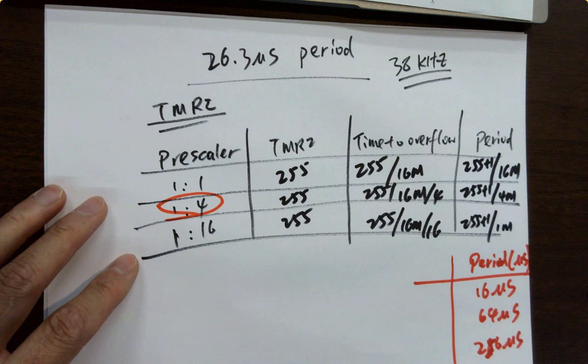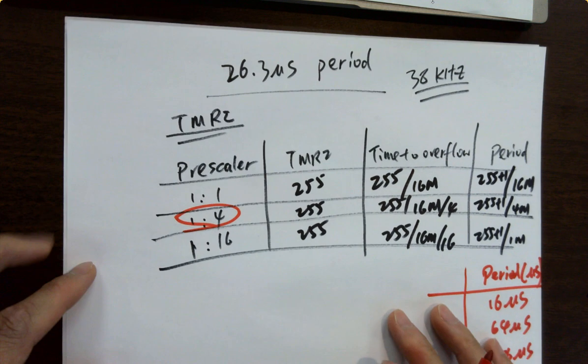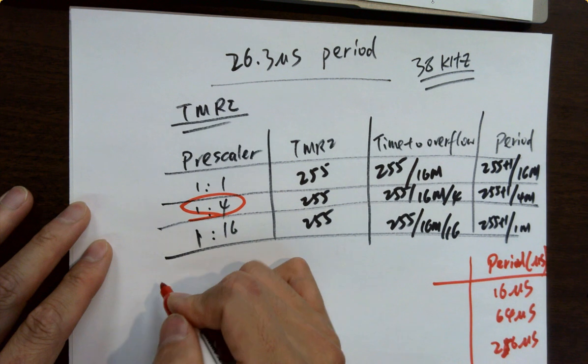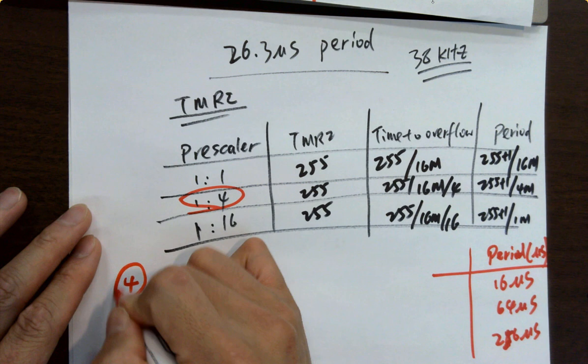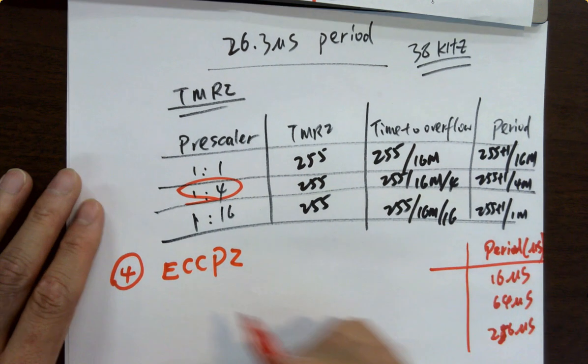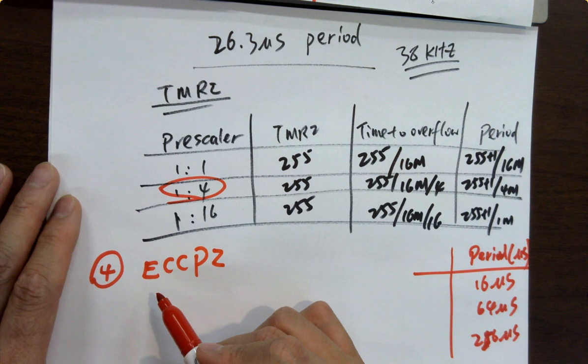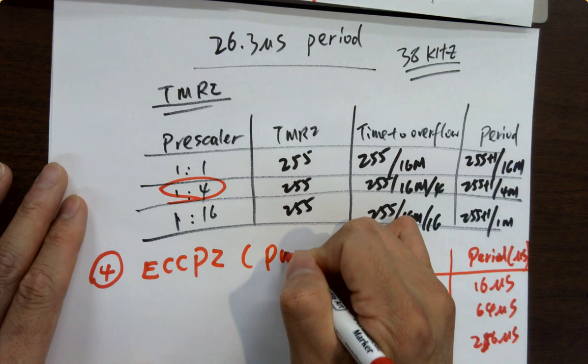Let me go to the next one. So what's happening is for the ECCP2 module, remember in the ECCP2, in the resources in the microcontroller, this is what? The PWM2 module.